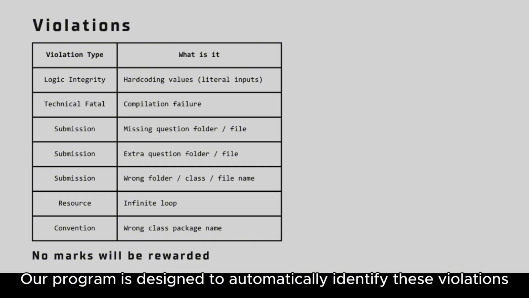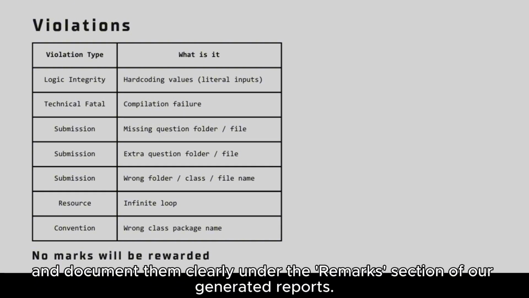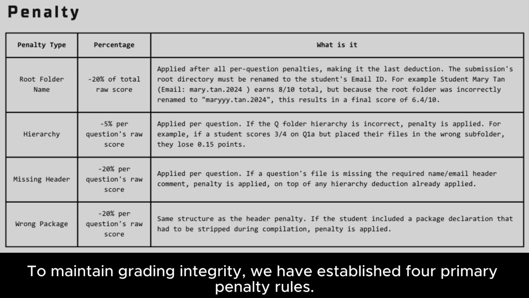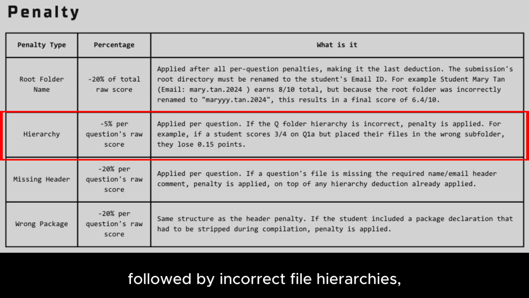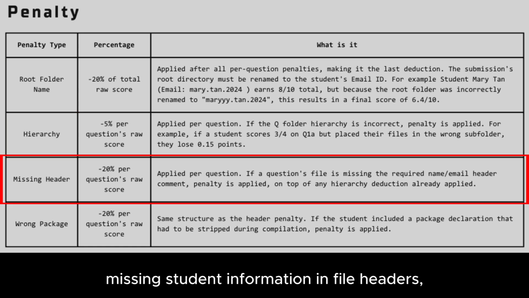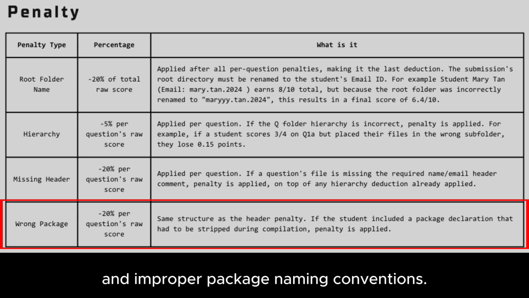Our program is designed to automatically identify these violations and document them clearly under the remarks section of our generated reports. To maintain grading integrity, we have established 4 primary penalty rules. The first category covers the failure to rename the zip submission, followed by incorrect file hierarchies, missing student information in file headers, and improper package naming conventions.